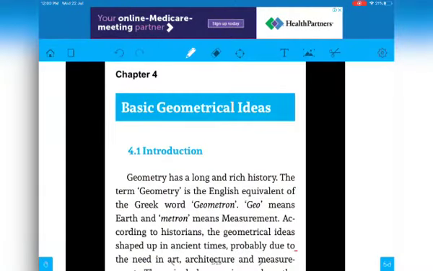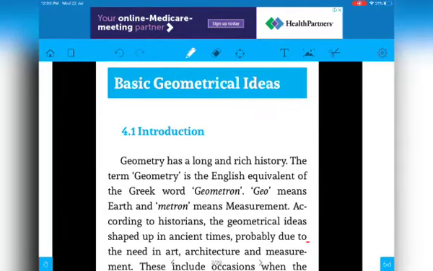So, our today's topic is chapter number 4, Basic Geometrical Ideas. Dear students, in this chapter, we will learn about the different types of measurement by dots, lines, and line segments. So now first we will know what is the term geometry. What is the meaning of geometry?